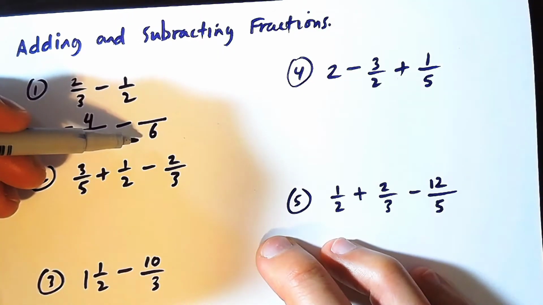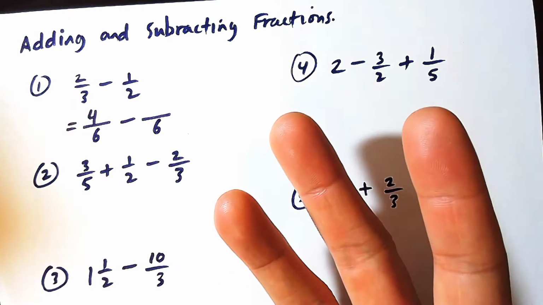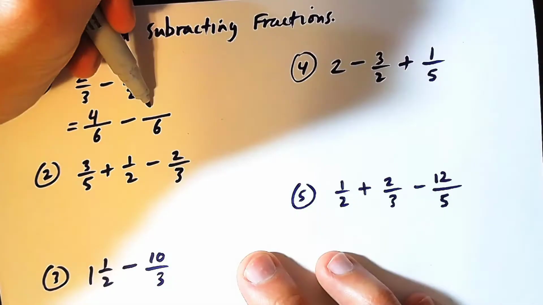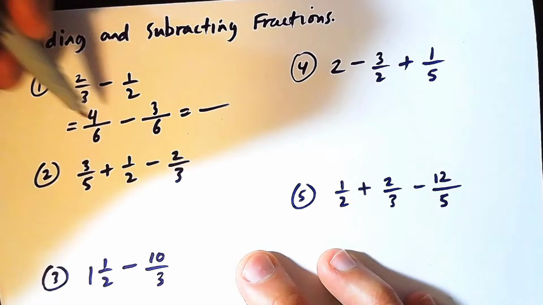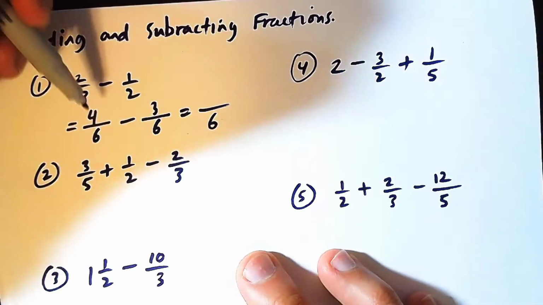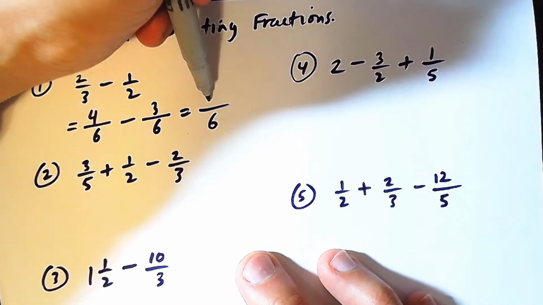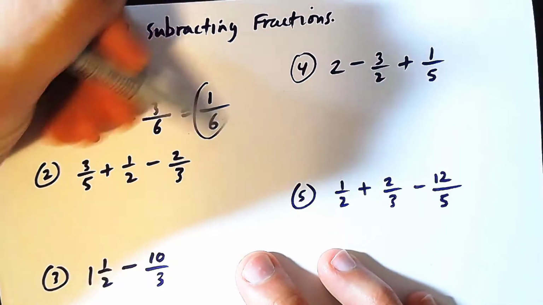2 times 3 is 6, so we hold that 3 as our fingers. 3 times 1 is going to be 3. Now we can combine these all over 6. 4 minus 3 is going to be a 1. So that's our final answer.